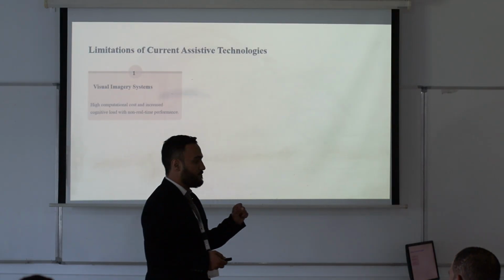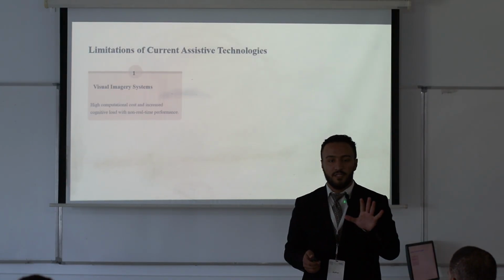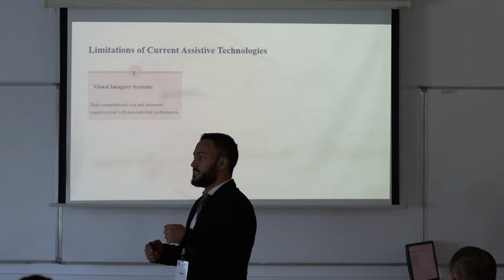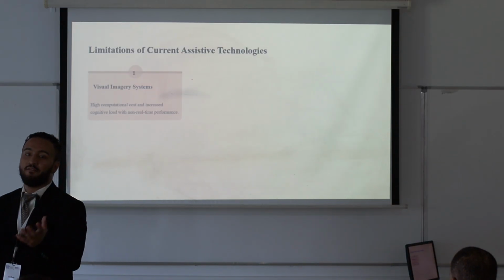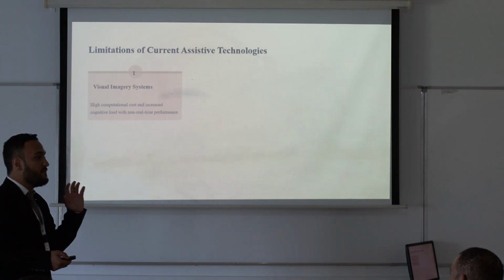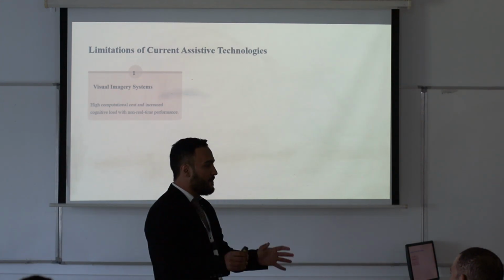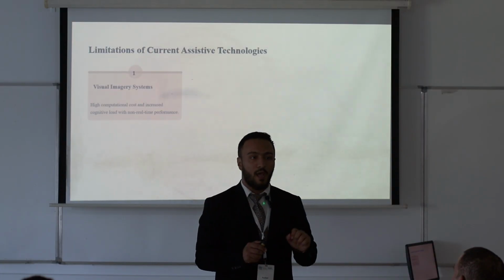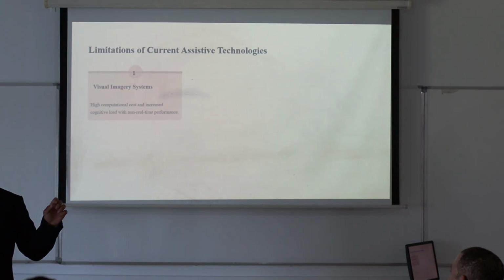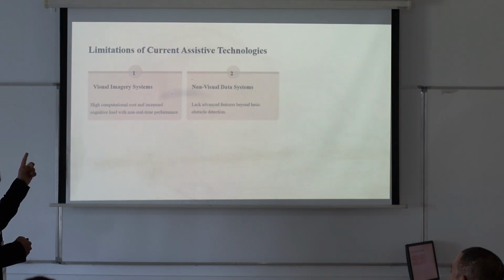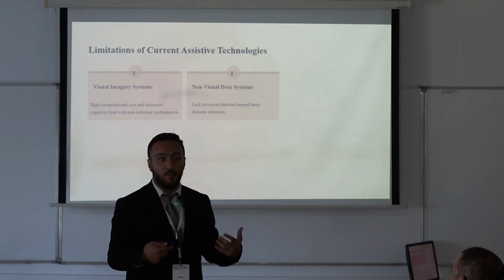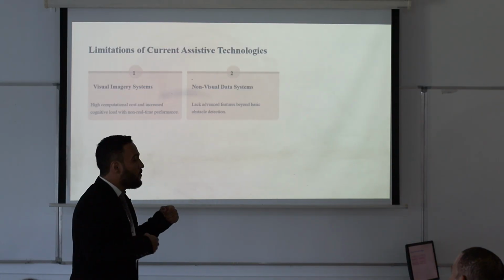We came to five different categories of assistive technologies. Each category has its advantages and its disadvantages. For the first category, we have visual imagery systems. Visual imagery systems mainly use a camera as an input to their solution. They have higher accuracy, of course, but at the cost of more computational resources, not achieving real-time performance in most technologies, and also more cognitive load.